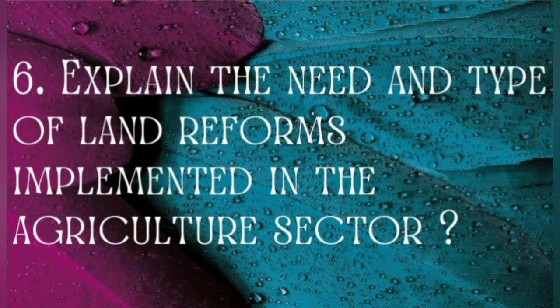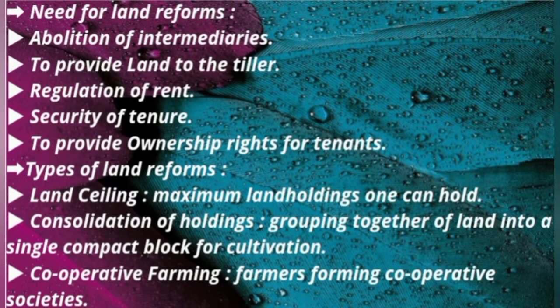Sixth question, explain the need and type of land reforms implemented in the agriculture sector. So first we can look at the need for land reforms. Why do we require land reforms? It is required for the abolition of intermediaries such as zamindars, to provide land to the tiller or the original owner of land, regulation of rent, security of tenure, and to provide ownership rights for tenants.